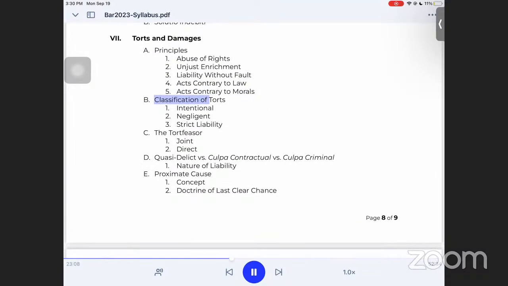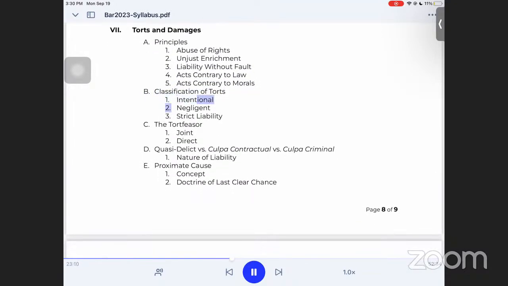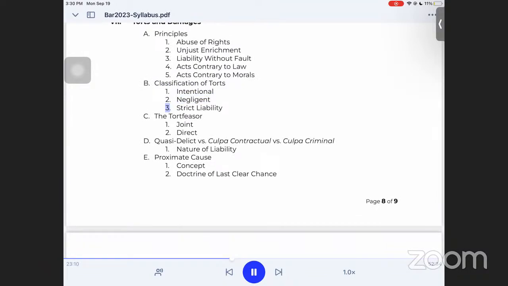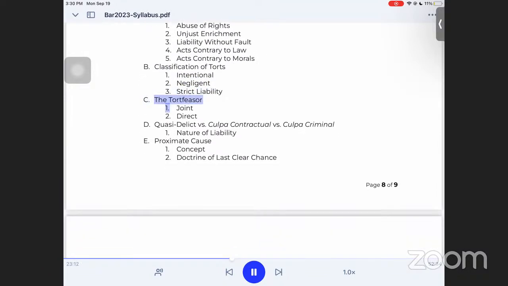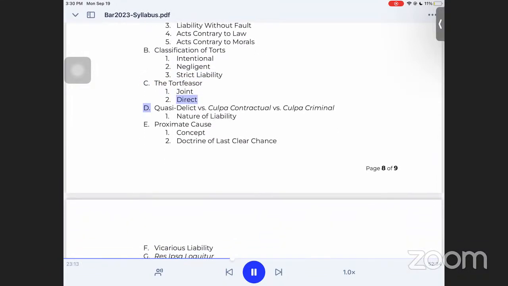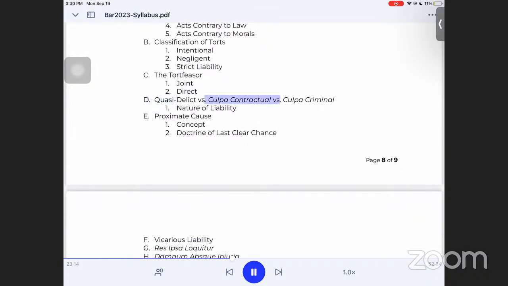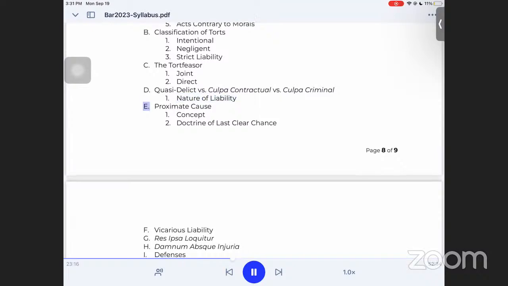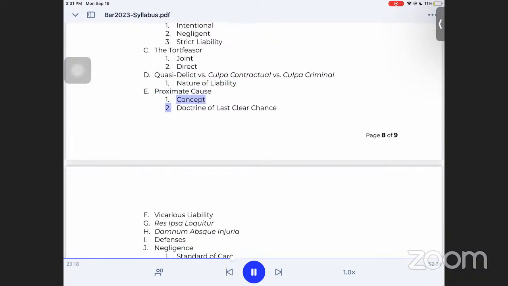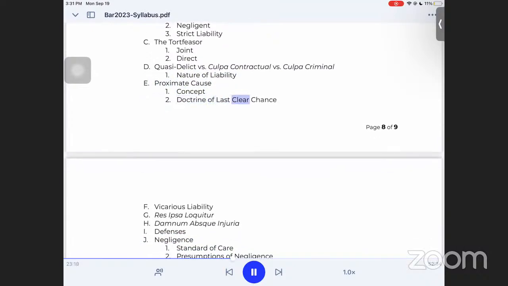B. Classification of torts. 1. Intentional. 2. Negligent. 3. Strict liability. C. Tortfeasor. 1. Joint. 2. Direct. D. Quasi-delicts. Culpa contractual. Culpa criminal. 1. Nature of liability. E. Proximate cause. 1. Concept. 2. Doctrine of last clear chance.